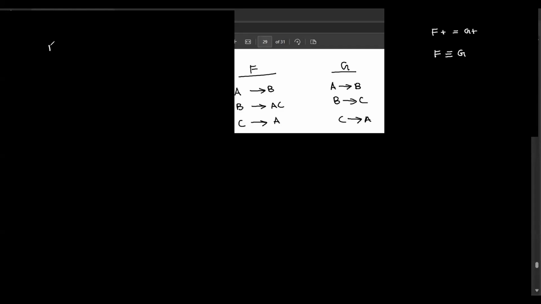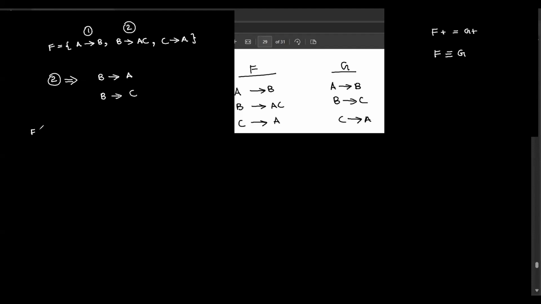So we have F here, and F has A functionally determines B, B functionally determines AC, and C functionally determines A. This is what we have. I'll number these: I have one, and let's say we have two here. So if I decompose two, I will be left with B functionally determines A and B functionally determines C.